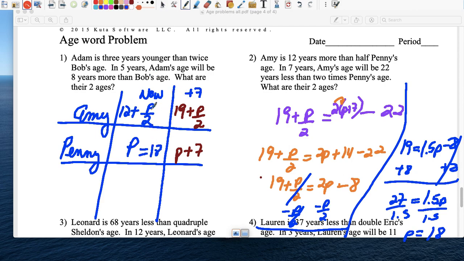Amy is 12 plus half of Penny's age. 18 divided by 2 is 9, so 12 plus 9 is 21. So Amy is 21 years old. Okay.